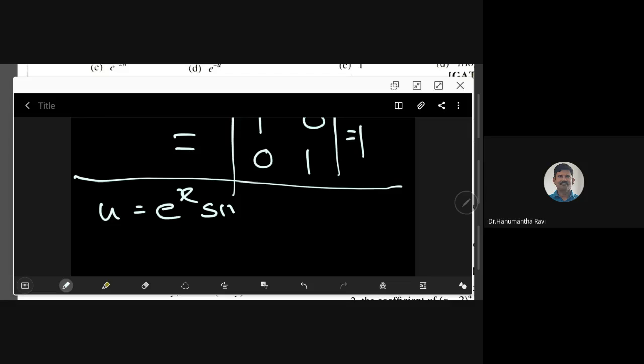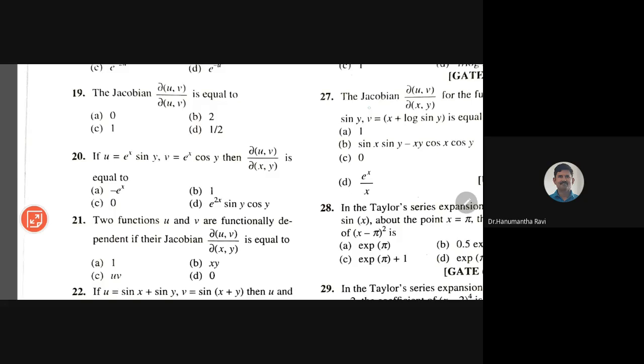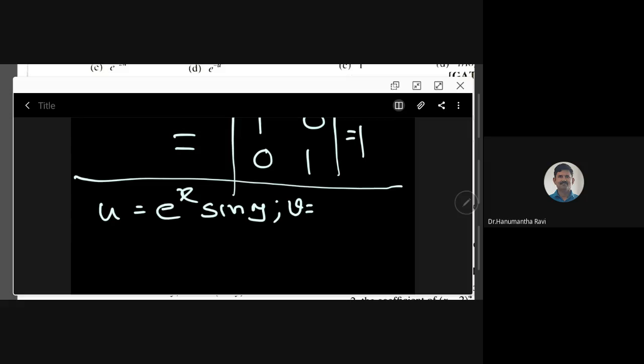U is equal to e power x sin y. V is equal to e power x cos y.